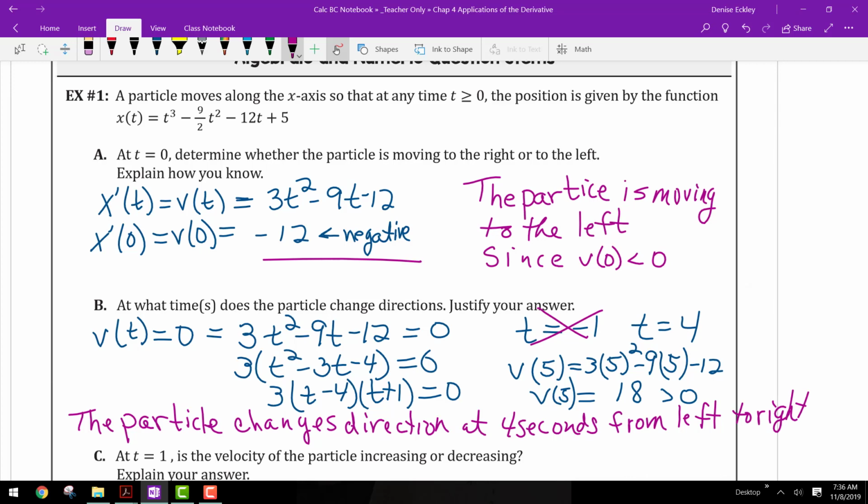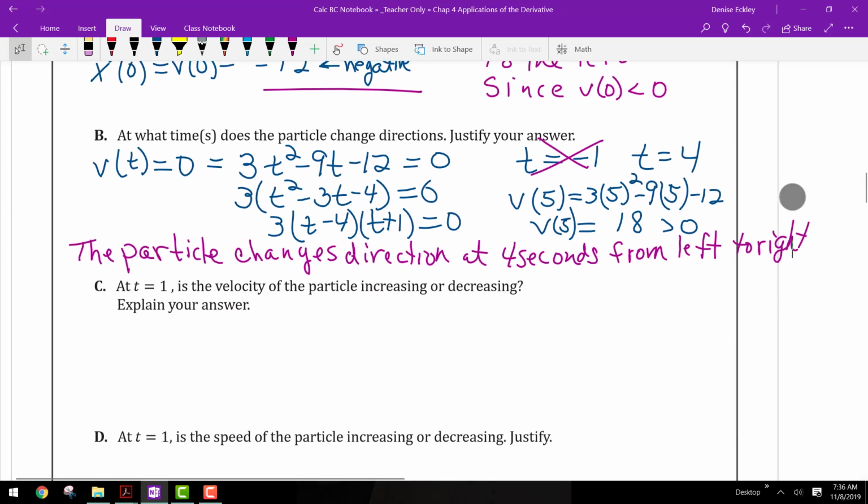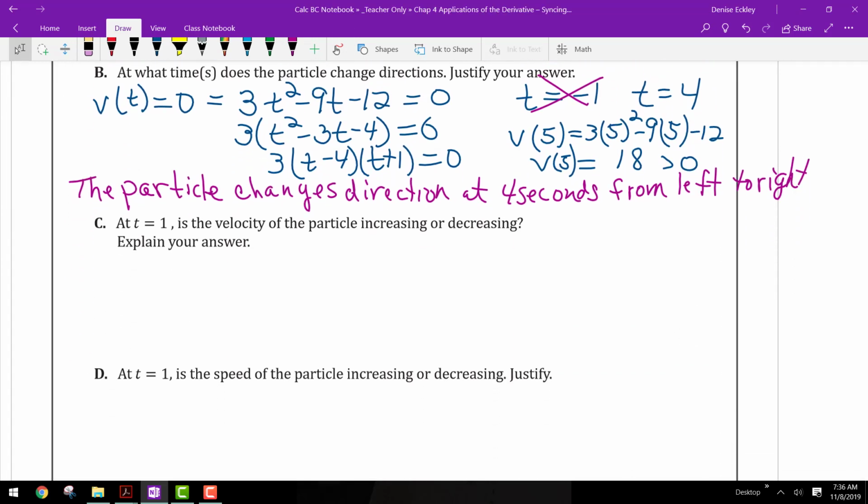Because now the velocity is greater than 0. Okay, next part. At t equals 1, is the velocity of the particle increasing or decreasing? Explain your answer. So what we need to find out is what's going on with the acceleration. Does it have the same sign as the velocity, or a different sign? So we need the acceleration.